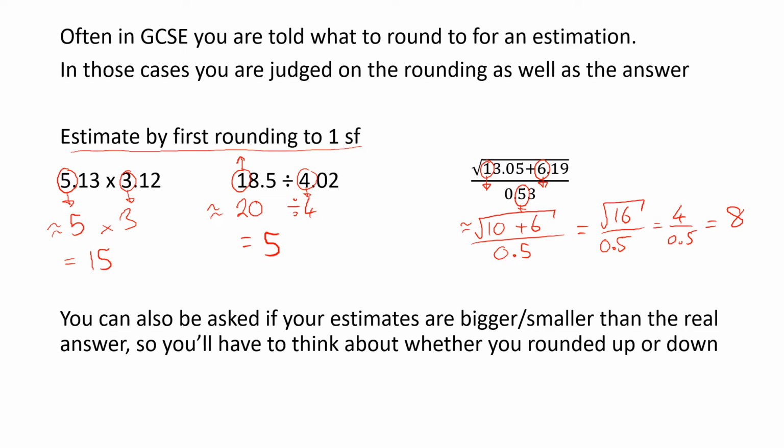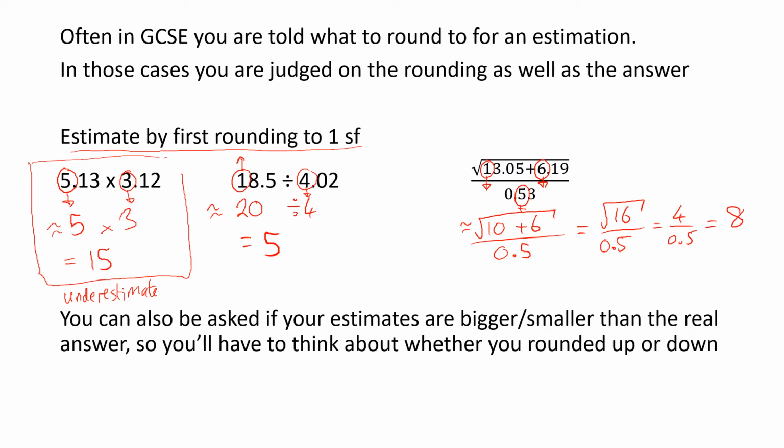Now, you can be asked to say if your estimates are bigger or smaller than the real answer that you should get. So we have to think about whether we round it up or down. Just want to use that first one as an example here. We rounded down both of our numbers. So this 15 is going to be smaller than the actual answer. So we would call this an underestimate. You might need to explain that, saying it's an underestimate because we rounded everything down.